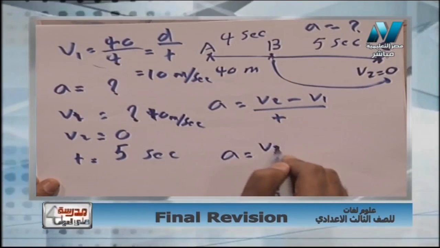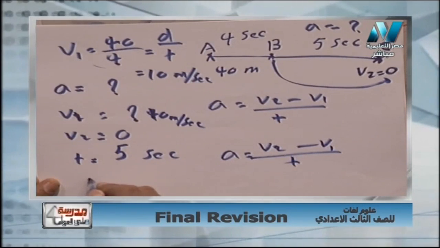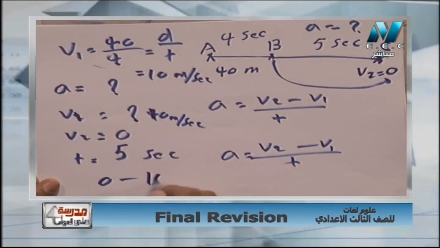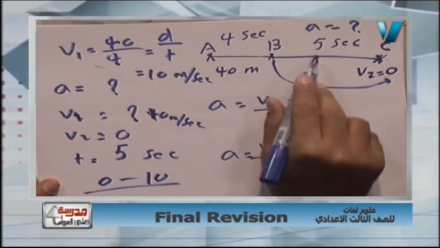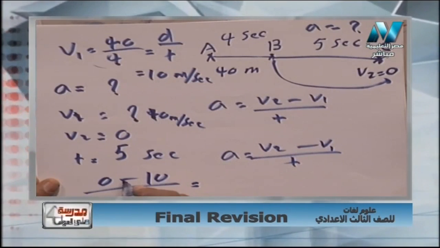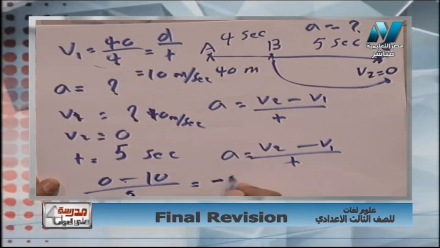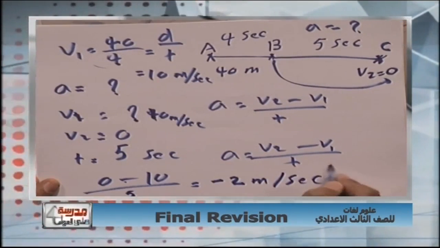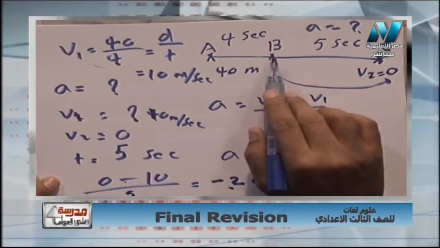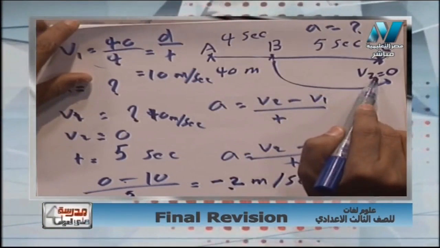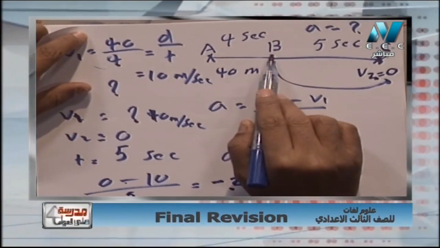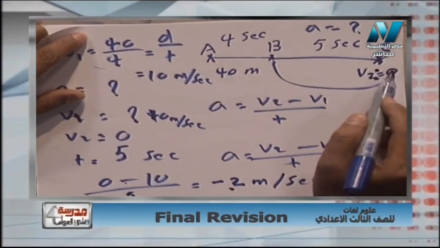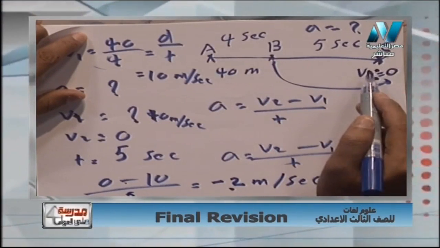So acceleration equal V2 minus V1 divided by time. V2 is 0 minus V1 10, divided by time 5. So negative 10 divided by 5 is negative 2 meters per second square. Yes, it's a deceleration because initial speed is more than final speed. Ratio between initial speed and the final speed here is more than 1, but because it is a deceleration, it must be negative.